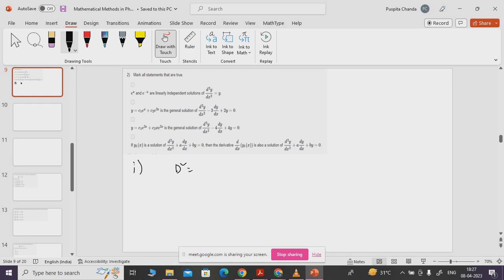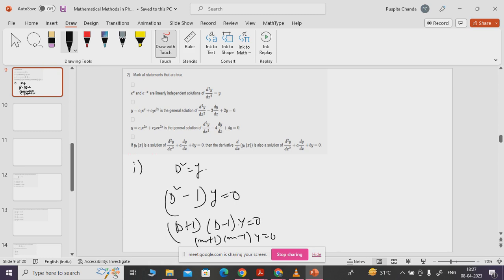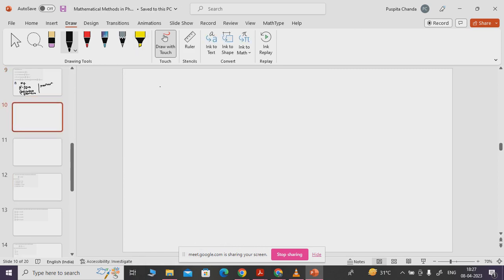So (D square minus 1) y is equal to 0. So this will be (D plus 1)(D minus 1) y is equal to 0. If y is equal to e to the power mx, it will be (m plus 1)(m minus 1) is equal to 0. So the solution will be y is equal to c1 e to the power x plus c2 e to the power minus x. So they are actually linearly independent solutions, which means the first statement is true.